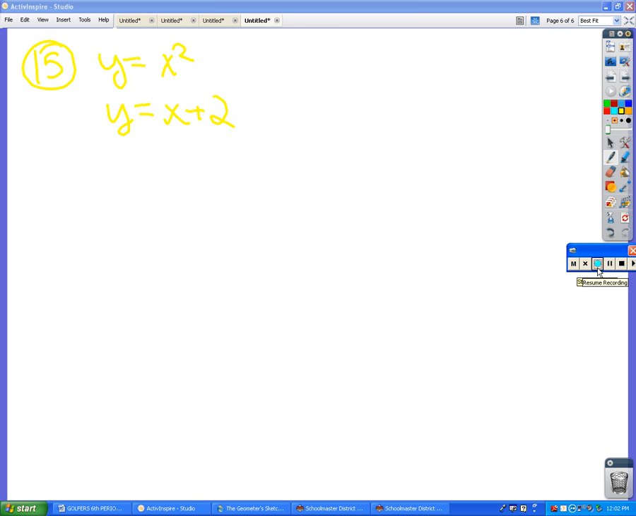Okay, yeah, first step, got to equal them. So x squared equals x plus 2. Now I need to put everything on the left side. And I'm going to do that by subtracting x and subtracting 2.